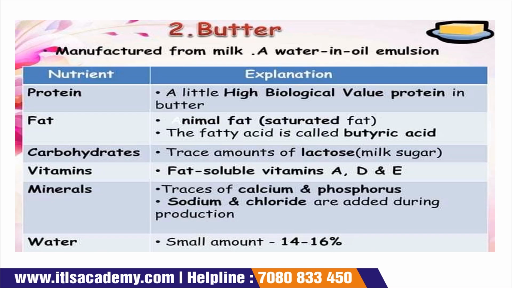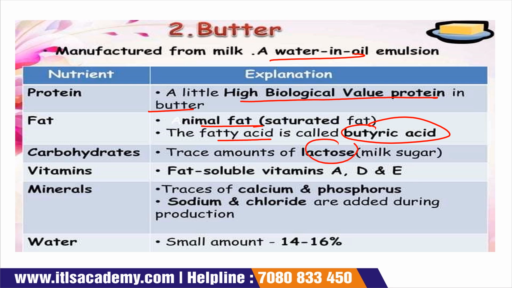Okay, now the next one is butter. Manufactured from milk, a water in oil emulsion. So the protein contained in milk, in butter is a little high biological value protein. Fat, it depends upon the animal fat. The fatty acid is called butyric acid. Now carbohydrate, trace amounts of lactose are there. Vitamins, it contains the fat soluble vitamins A, D, E. If you talk about the minerals, then butter will contain calcium and phosphorus, and sodium and chloride are also added during the production. Water, it will contain a very small amount of water, around 14 to 16%.